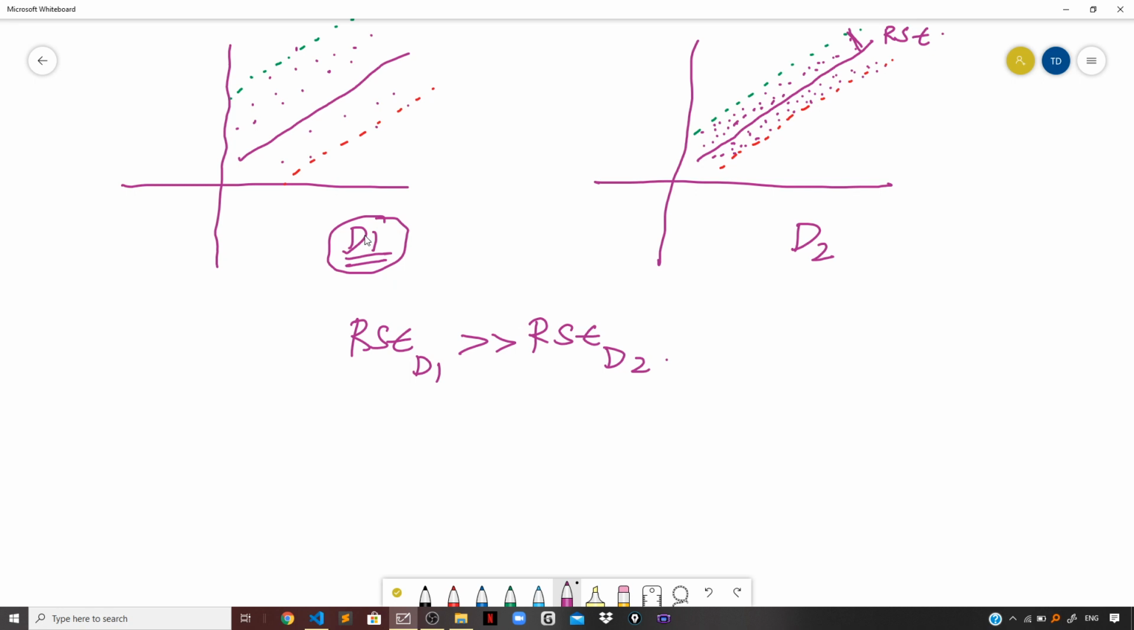Now, contrary to the case of dataset D1, there is not much margin for the model to cover in the case of dataset D2. The margin is already very small compared to the margin that you have in dataset D1.